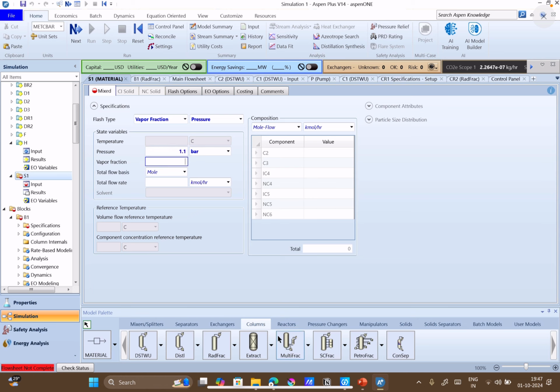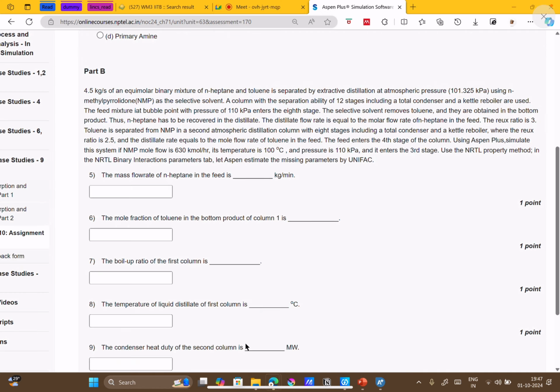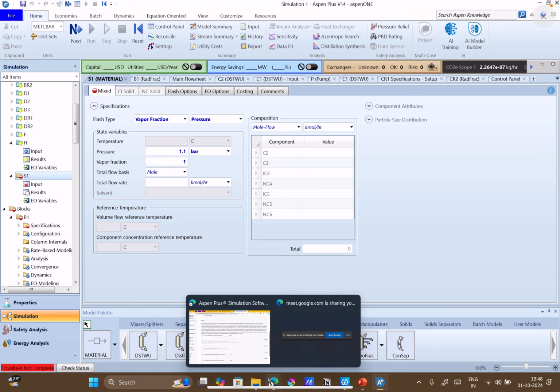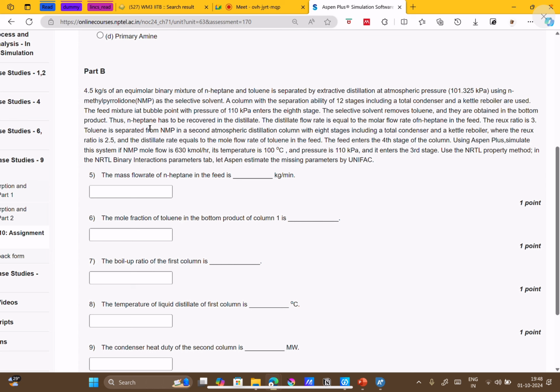So feed, what is it? Feed is at bubble point. Bubble point, Q is equal to 1. Okay, so your vapor fraction will be 1. That's it. So your feed data is complete. Flow rate is given. So this data is complete, and what I can understand from the statement, reactive distillation column data are also given.